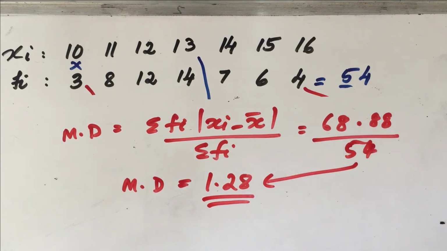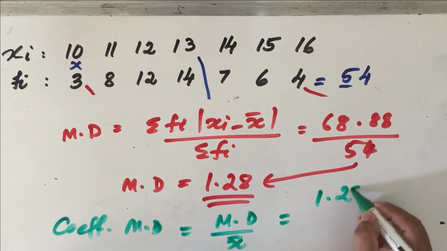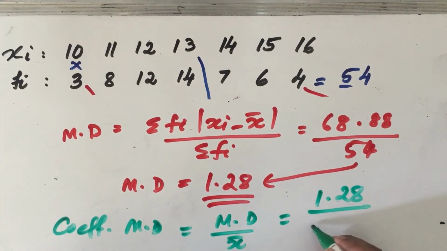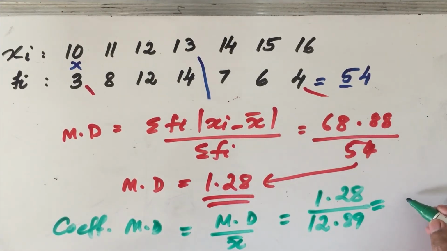So now let us look at what is the coefficient of mean deviation. So we know that it is mean deviation divided by x bar. So this is equal to 1.28 divided by the mean 12.89, that is equal to 0.10. So this is how we calculate mean deviation for a discrete distribution.